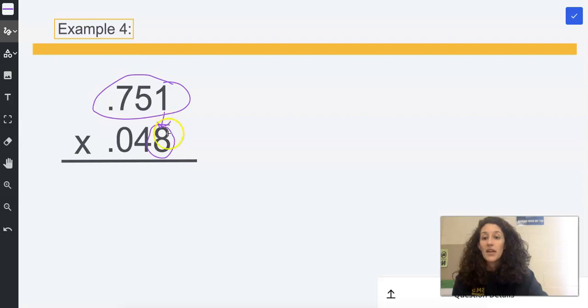1 multiplied by 8 is 8. 5 multiplied by 8 is 40, so I place a 0 here and carry the 4. 7 multiplied by 8 is 56, plus 4 gives me 60.